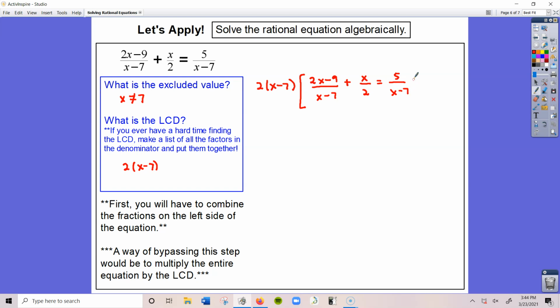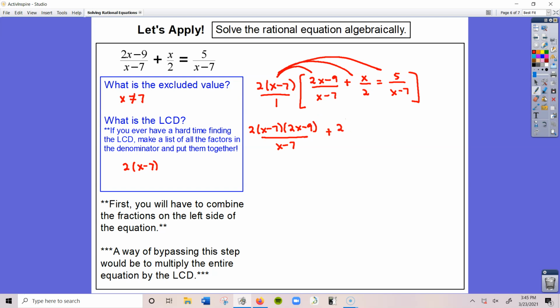Now I'm going to do this the long way just so that you can see how this works. If I multiply everything, this is what I would get. 2 times x minus 7 times 2x minus 9 over x minus 7. Because remember, this is over 1. So when we're multiplying fractions, we just multiply numerator with numerator, denominator with denominator. So what I did was 2 times x minus 7 times 2x minus 9, that's the numerator, over 1 times x minus 7.